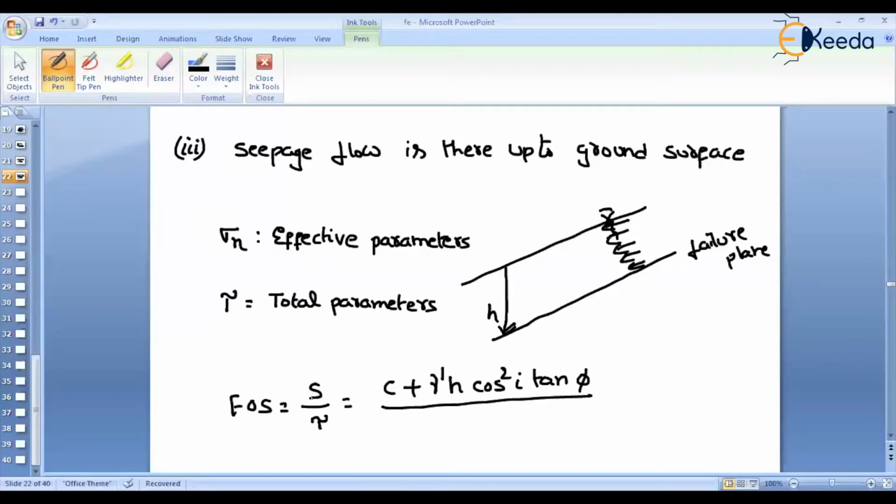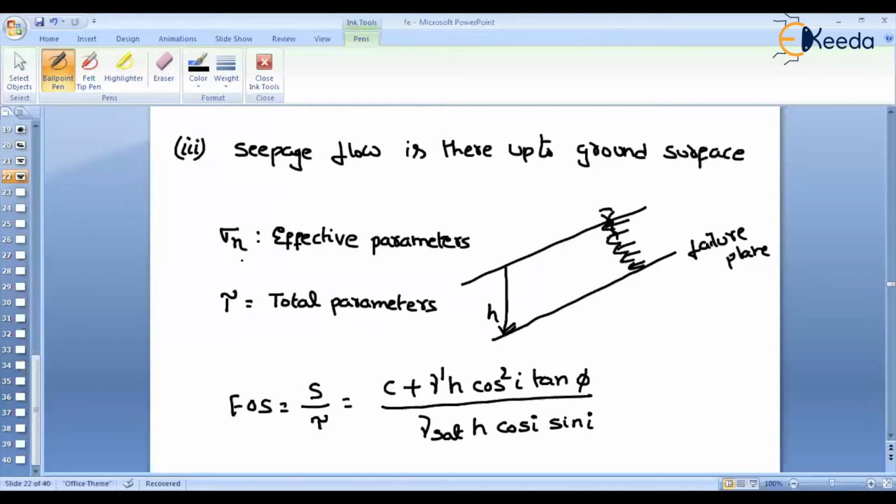if you are writing for the shear stress, we have to write it in terms of the total parameters. So what about the total stress? What is the weight of the soil? Weight of the soil can be found by using the saturated unit weight. So that's why here I'll take gamma saturation into H into cos i into sin i. So just remember this point.